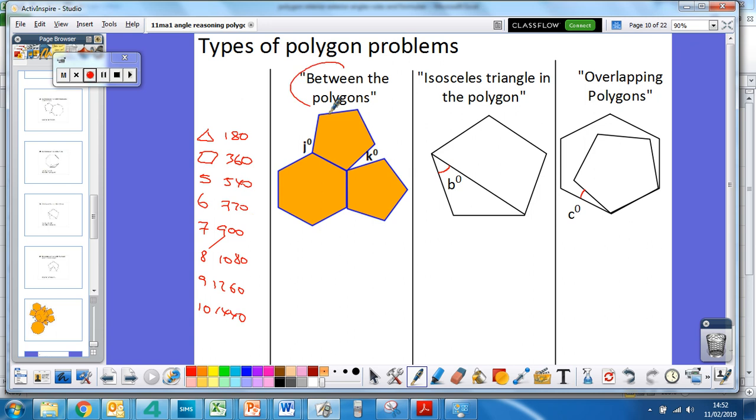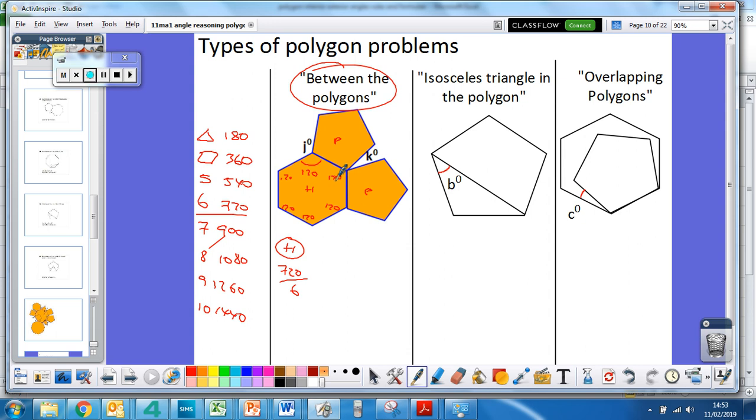So if we start on these ones here, between the polygons, you're looking at here, a hexagon, here, a pentagon, and here, a pentagon. And the question would say that they're all regular polygons, which means all of their angles inside are equal to each other. So the best thing to do here is to start filling in the angles. For the hexagon, over here, we can see it's 720. If we do 720 divided by 6, we'll get each of these angles inside is 120 degrees. And you can write that on every single one.